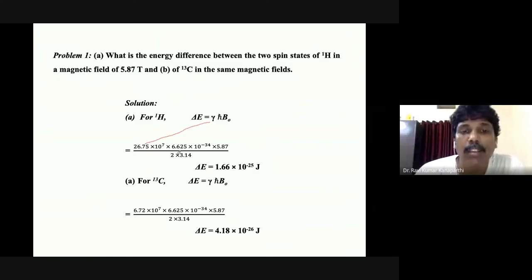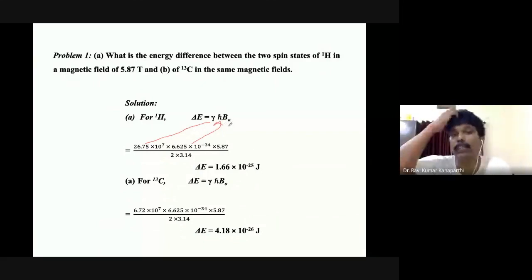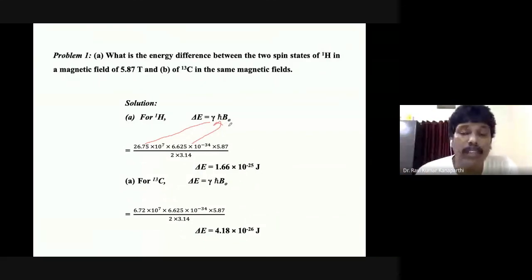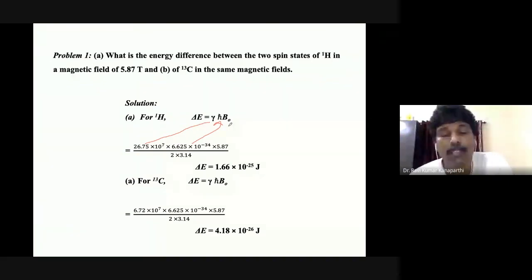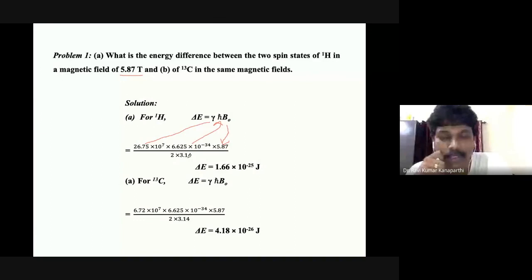And then this is 6.625, the Planck constant, and B is in Tesla. It is already given in Tesla. If it is not given in Tesla, you convert the Gauss into Tesla and then do the exercise. B is 5.87, taken from the problem, and for the pi value, 2 into pi, where pi is 3.14.